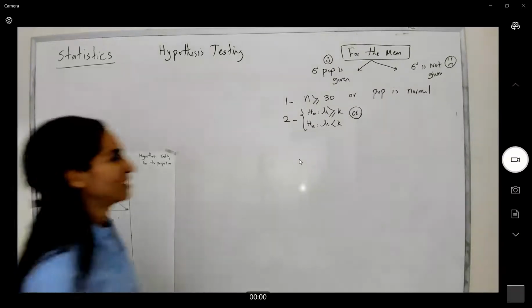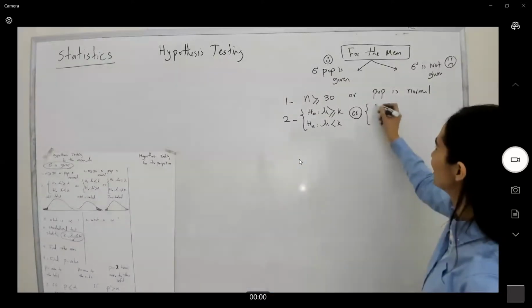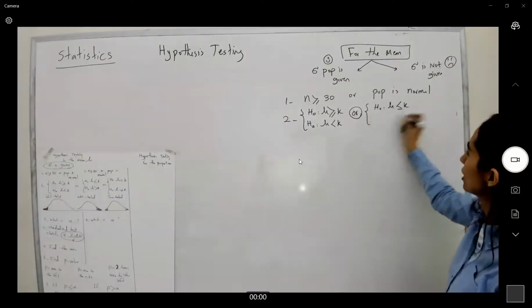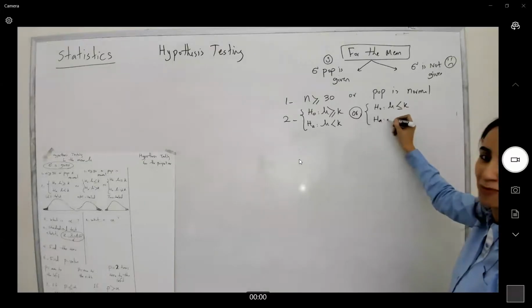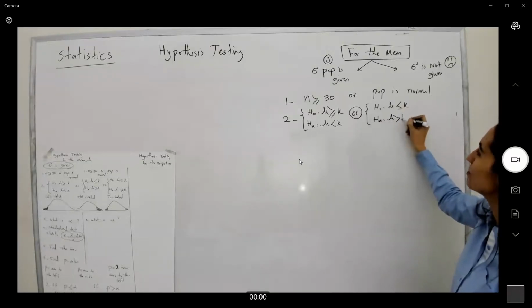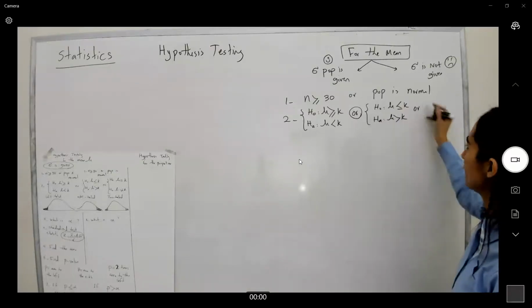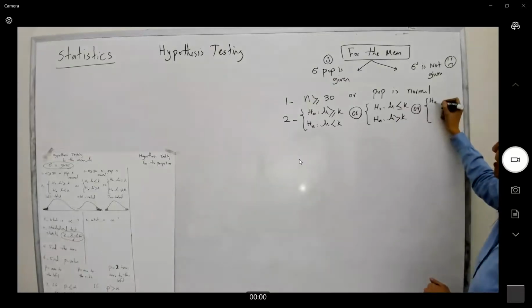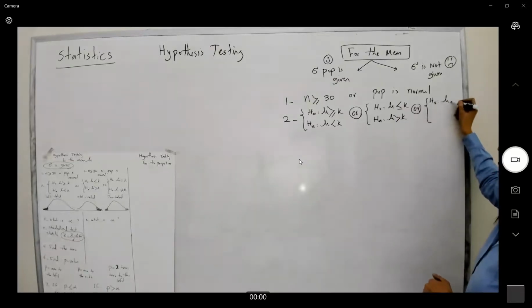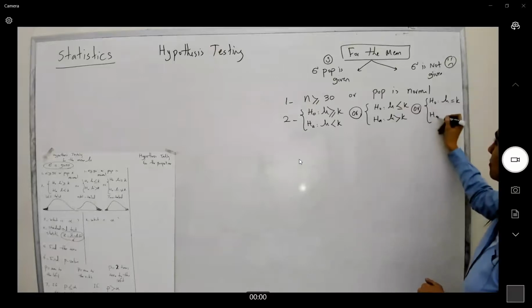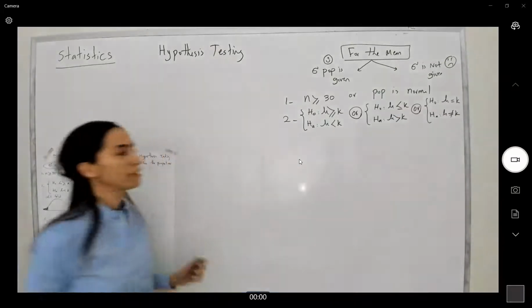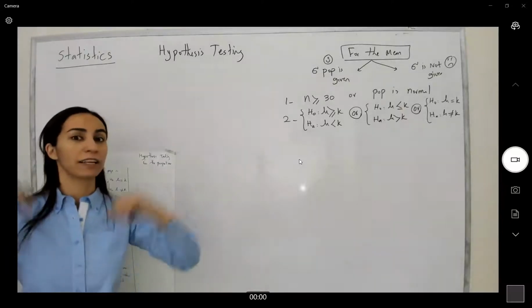H naught being that mean is greater or less than or equal to K. Very good. Less than or equal to K. Alternative? Alternative is greater than, mu is greater than K. Nice. Thank you very much. Or mu is equal to K. Very good. Or mu is not equal to K. Excellent. Three categories. What would be the next step?